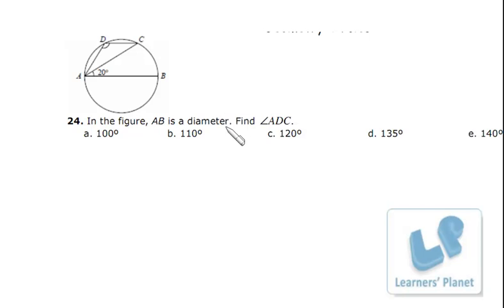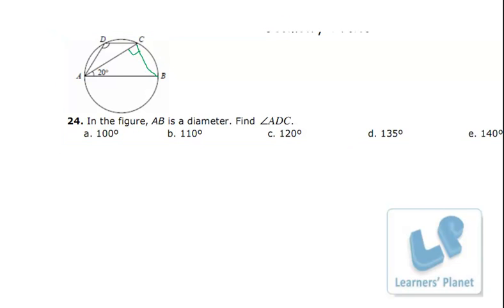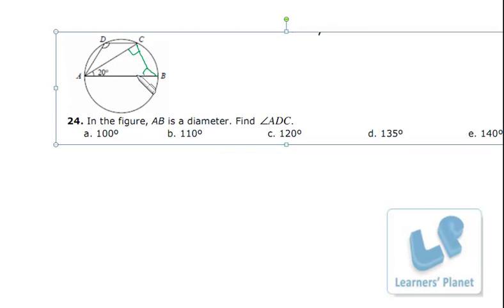Now in the figure, AB is a diameter, find angle ADC. Pretty simple. AB is diameter, I join C and B. This angle will be 90 degrees because angle in a semicircle is 90 degrees, right? Now in this triangle ACB, this is 90, this is 20, so total is 110. That means this angle must be 70 degrees. Now ADCB is a cyclic quadrilateral. So angle B plus angle D should be 180. If it is 70, it has to be 110. So angle ADC is 110 degrees.